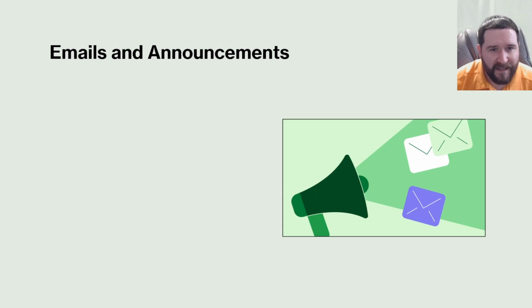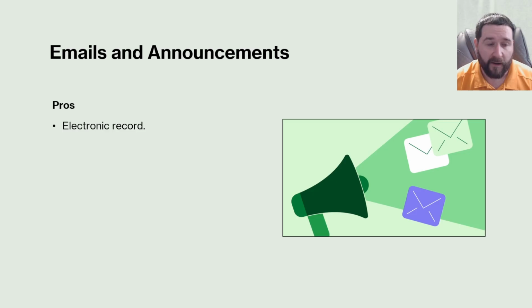So I'm not going to get into the nitty-gritty details of what these are. I think you guys are all well aware of what an email or an announcement is. I just wanted to talk instead about some pros and cons of this kind of communication style. And so first off, the pros. When you're sending emails and announcements, you have an electronic record. Okay, so that's definitely a pro.